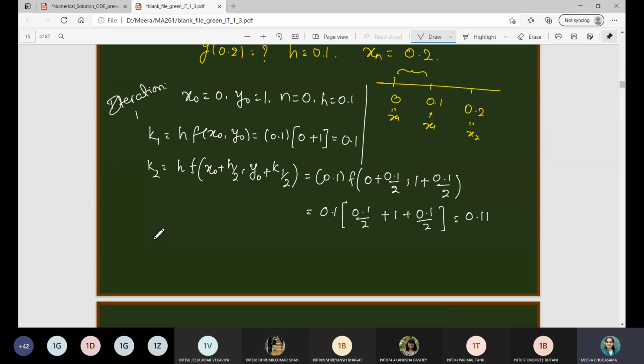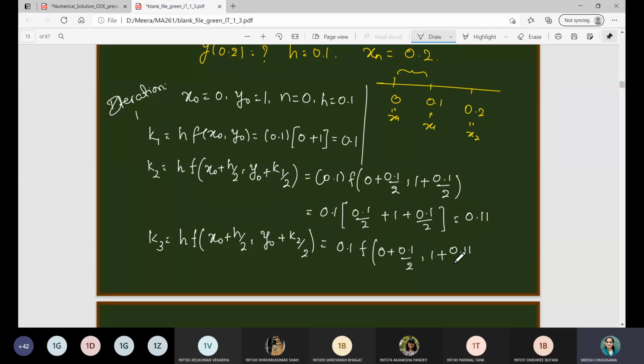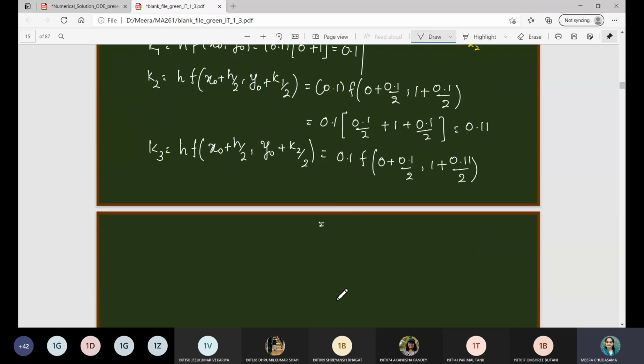Yes, ma'am. K3. By the formula it is h into f of x0 plus h by 2, which remains the same, comma, and instead of k1 we now consider k2 by 2 in the previous formula. So it is 0.1 f at 0 plus 0.1 by 2, comma y0 is 1, and k2 we are having 0.11 by 2. This is nothing but 0.1 into x coordinate plus y coordinate. So it is 0.1 by 2 plus 1 plus 0.11 by 2.